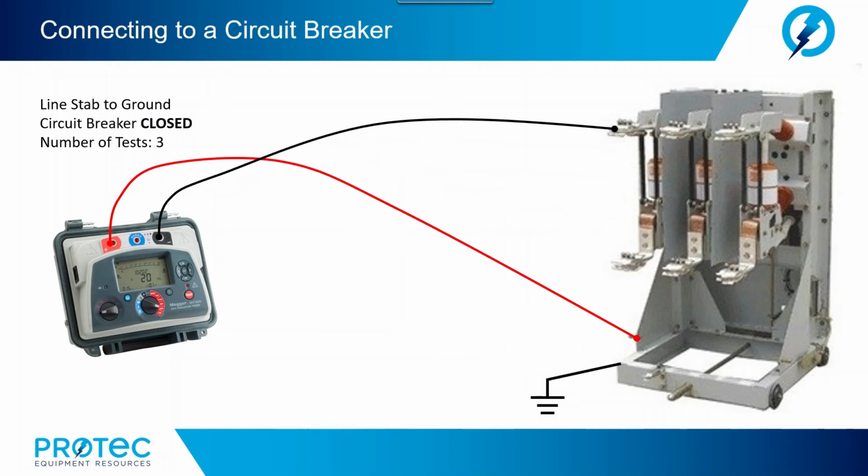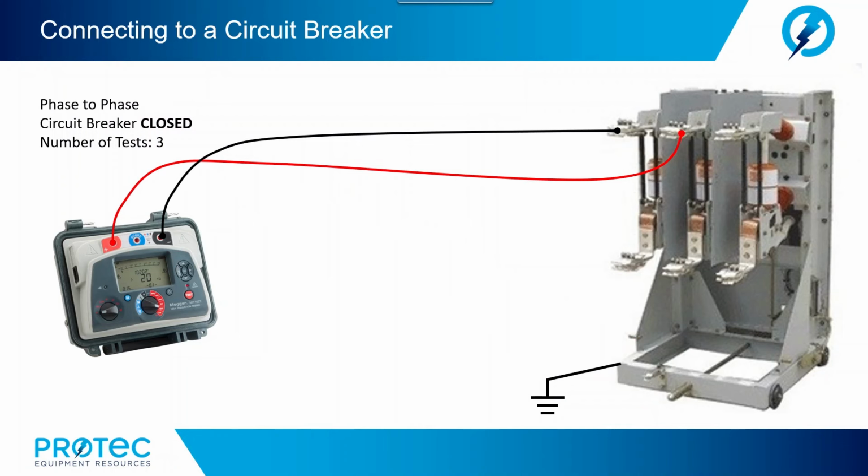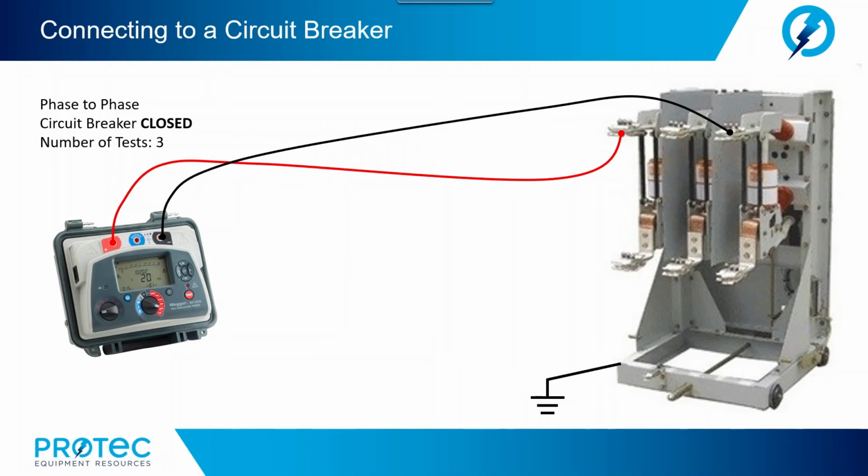Now, closing the breaker contacts, we can now do line stab to ground. So for instance, for A phase, B phase, and C phase. And finally, phase-to-phase measurements. So we can measure A to B, B to C, and C to A.